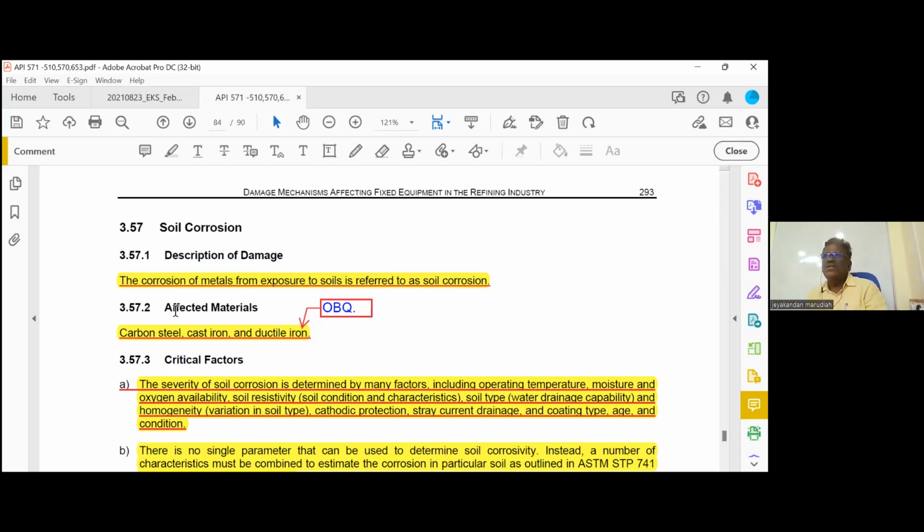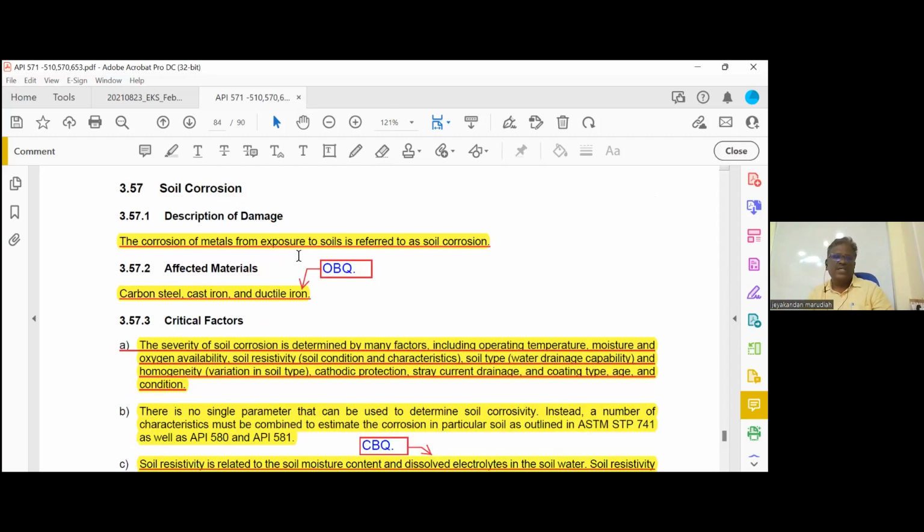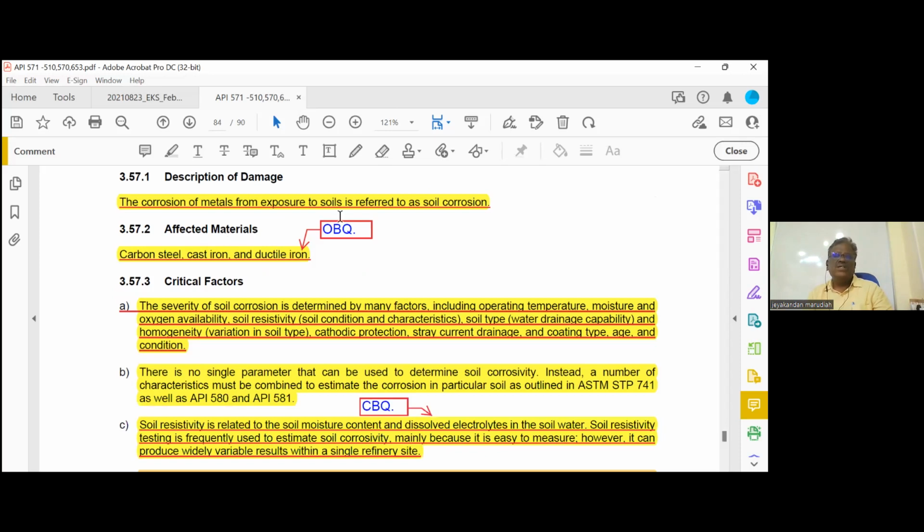Potential means voltage. Close interval, we have to check the potential survey on the route. It is covered in API 570. In 570, we have a separate chapter, underground piping. 574 also covers it. So please take soil corrosion. Corrosion of metal exposed to soils is referred to as soil corrosion. Then this is open to question: carbon steel, cast iron, and ductile iron. Only these metals will be affected by soil corrosion.